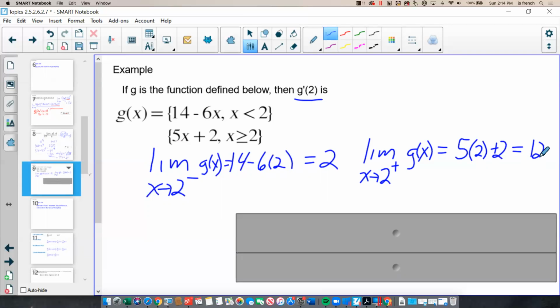So here, since our values don't even connect, this graph is discontinuous, and g prime of 2 would be non-existent. We can also tell that the graph isn't differentiable because even if they had connected, if we looked at how they're connecting, here we have a sharply negative slope, -6, and here we have a sharply positive slope, 5. So we're looking at a graph that, even if it connected, comes together at a sharp corner, which would make it non-differentiable. So g prime of 2 does not exist.